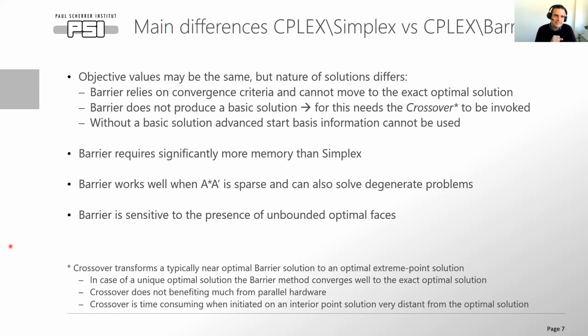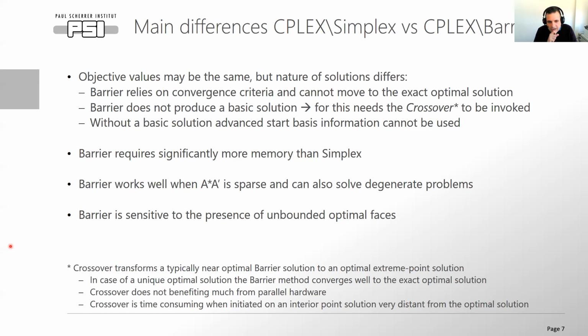So when we get a solution from the barrier, this is not a basic solution. This means that the variables in our solution can be between their bounds, but also at the bounds as well. For that, we need the crossover algorithm to be invoked. The crossover transforms a typically near optimal barrier solution to an optimal extreme point solution, an optimal solution which lies on the vertex of this polyhedron.